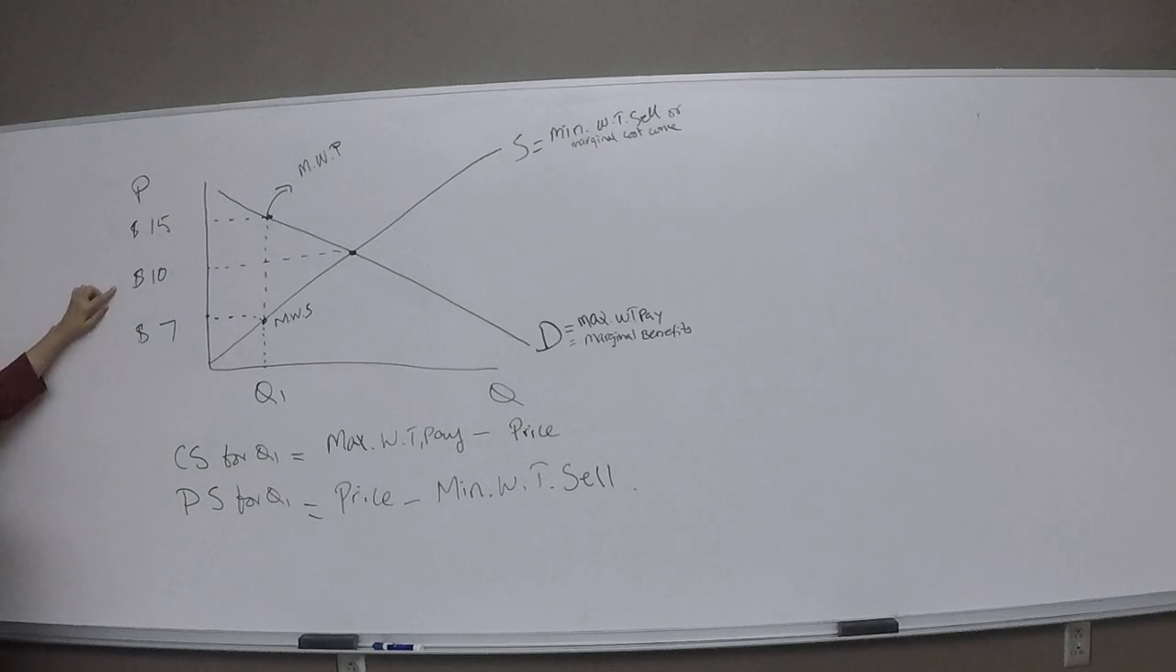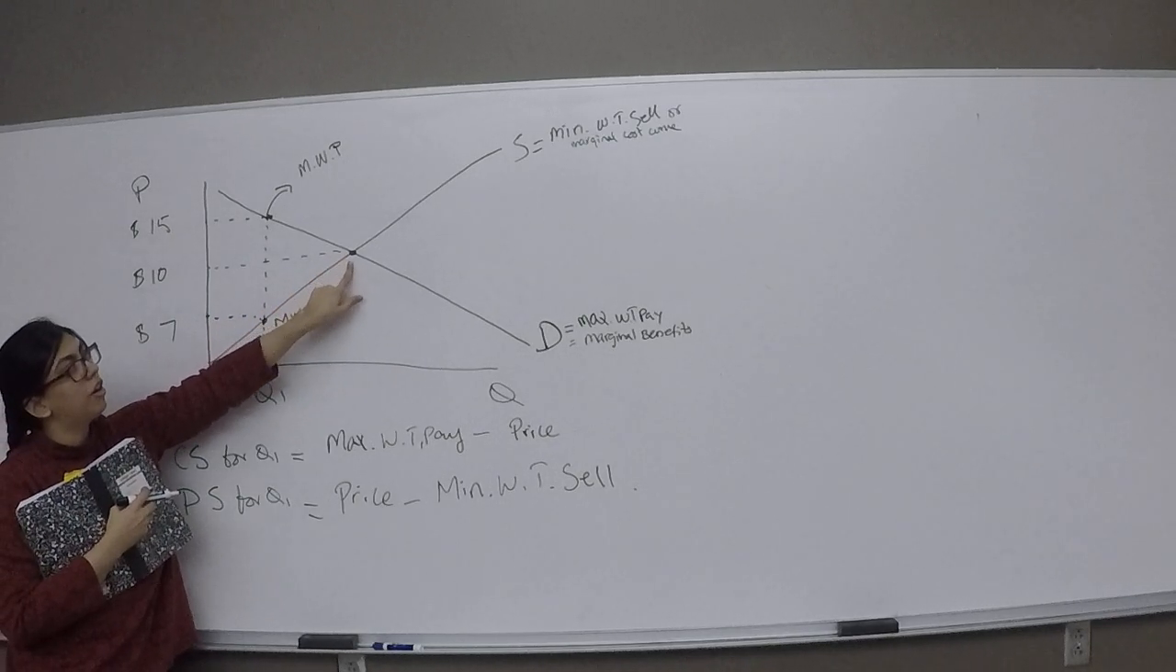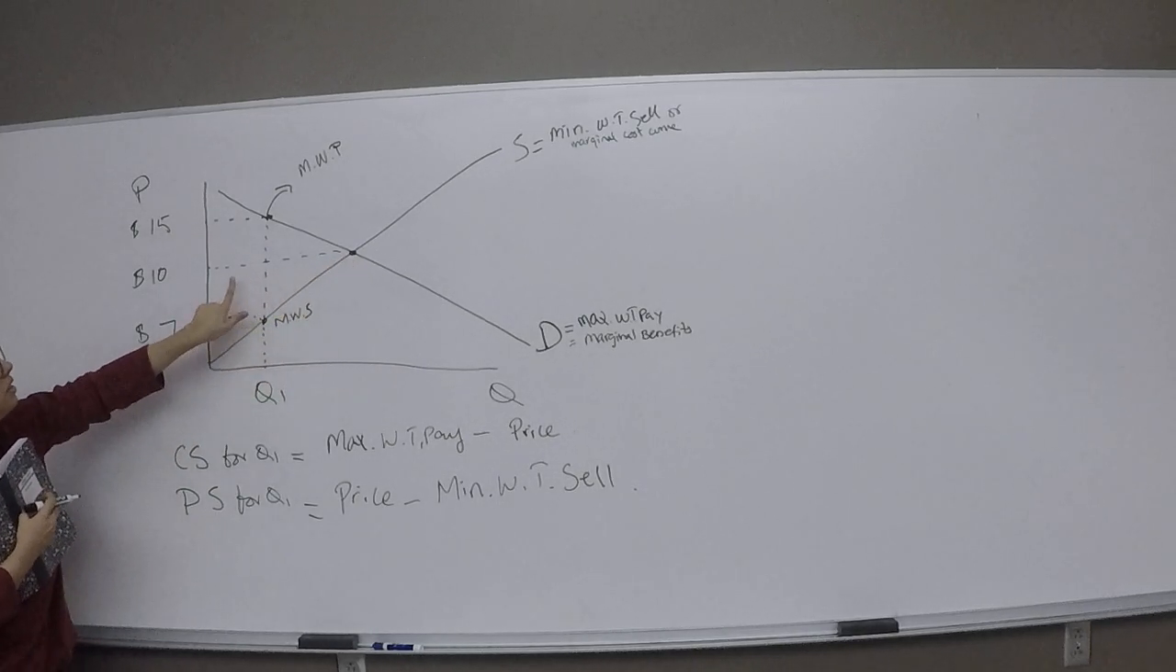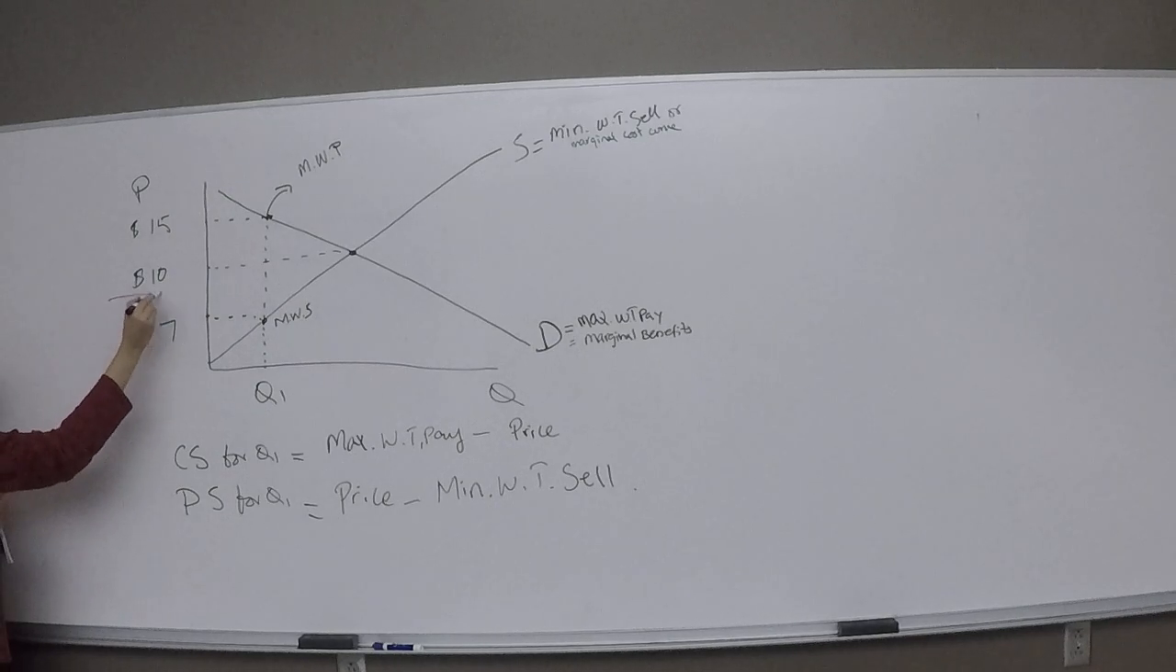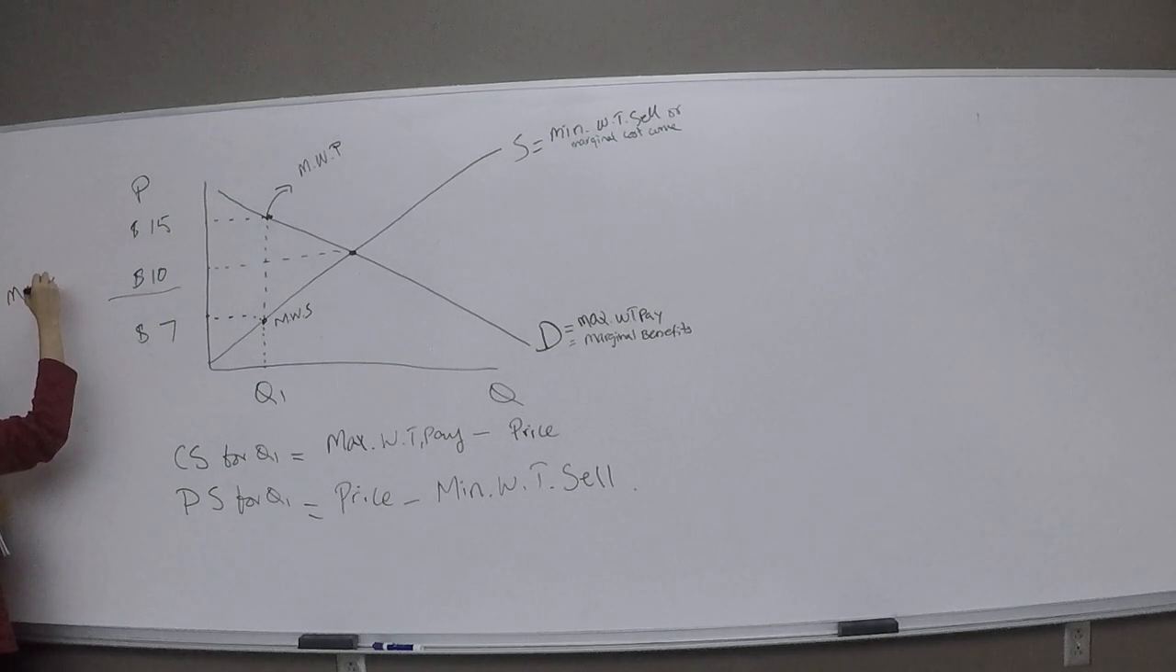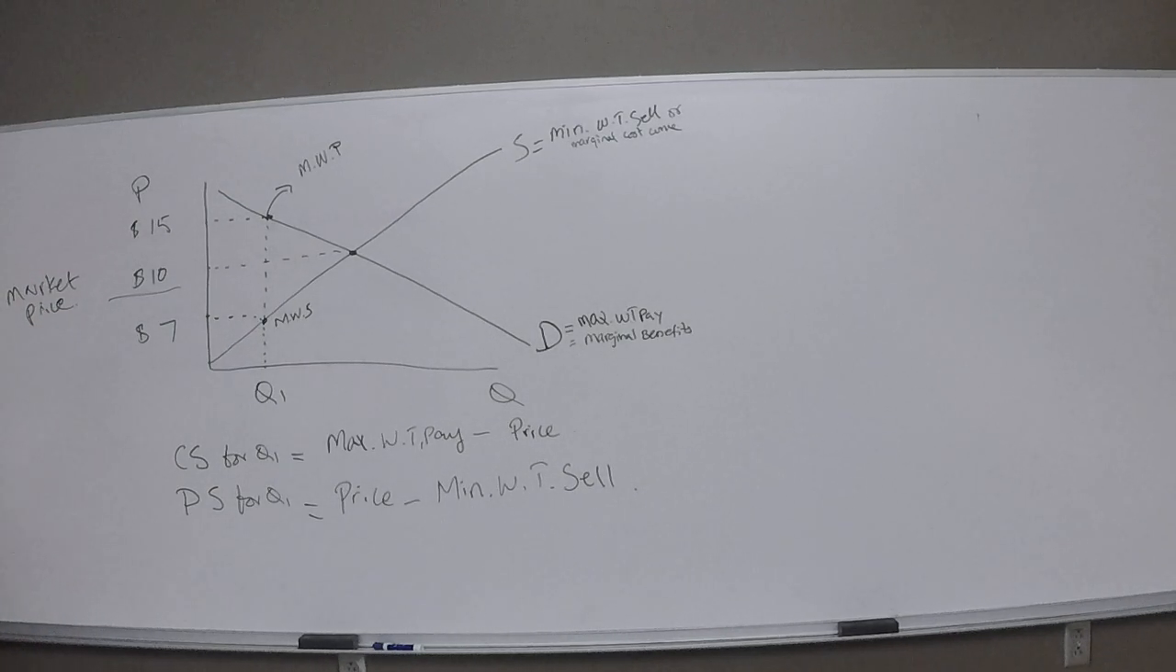So the equilibrium price is $10. Equilibrium price is the price the transaction was made on. So wherever the supply and demand curve are meeting, that's the market price. This is what the market decided this product is worth, based on consumer surplus, producer surplus. This is the market price.